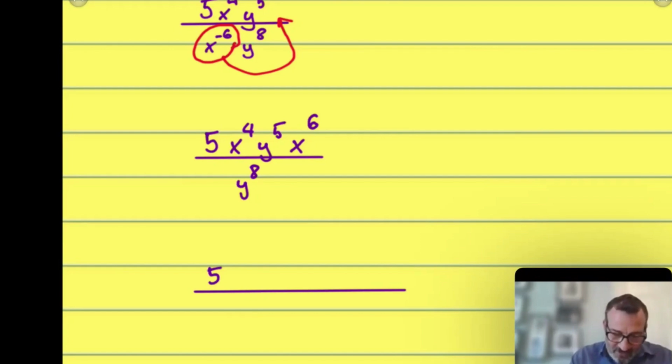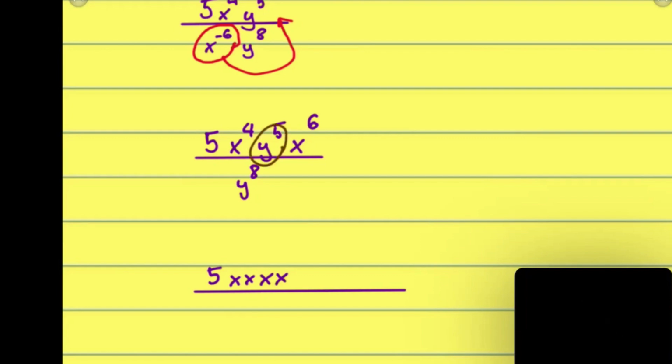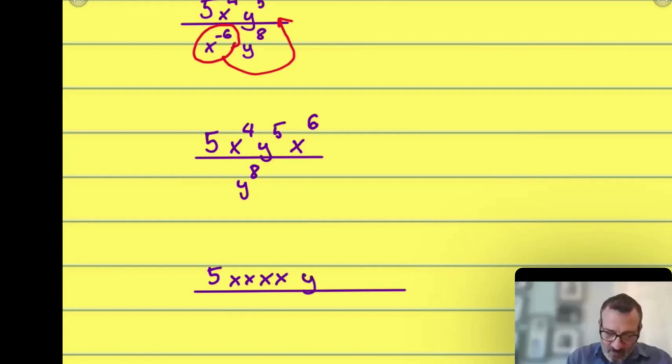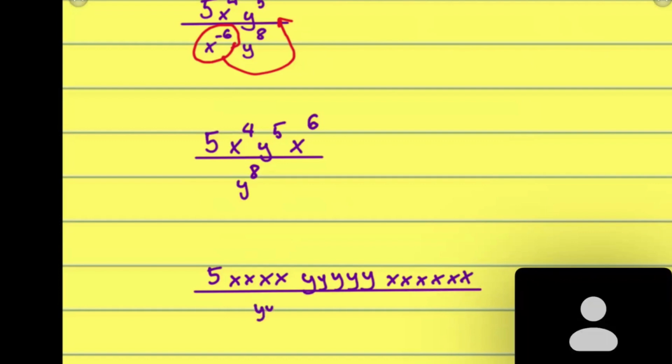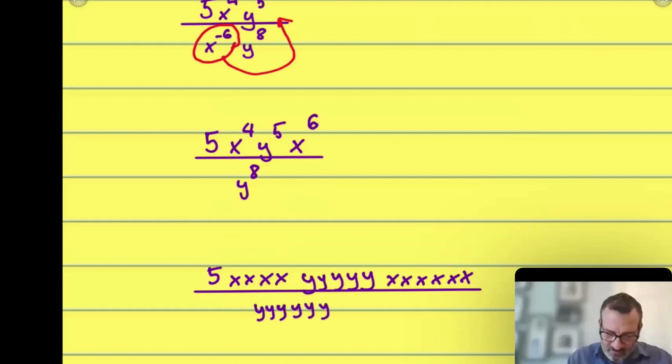And this is what I mean. Here's the 5. Now this right here is x to the 4th. So I'm going to do it the long way. 1, 2, 3, 4 x's. Then I have y to the 5th, so I'm going to write out 5 y's. 1, 2, 3, 4, 5. Then I have 6 x's here, and I'm going to write out 6 x's. 1, 2, 3, 4, 5, 6. And then on the bottom, what am I going to do? Write out 8 y's. Correct. 1, 2, 3, 4, 5, 6, 7, 8. It didn't take that long, right?